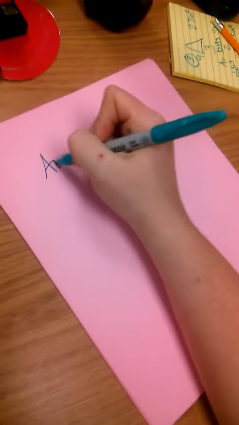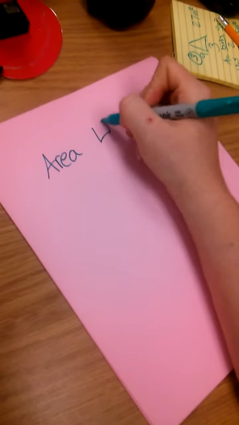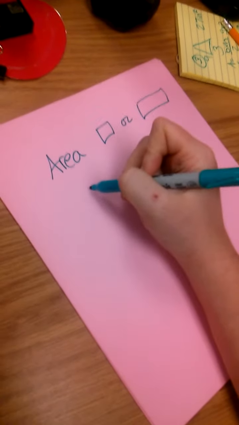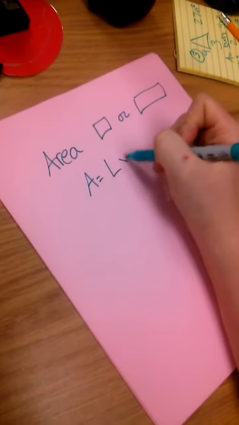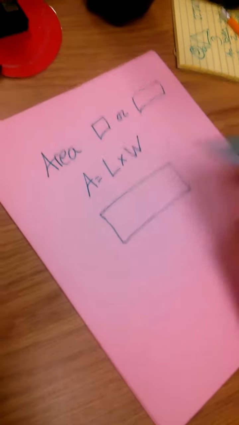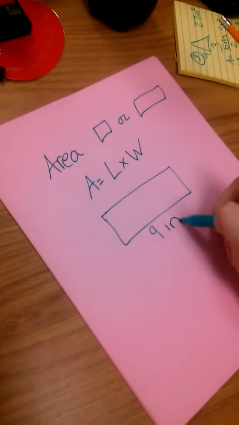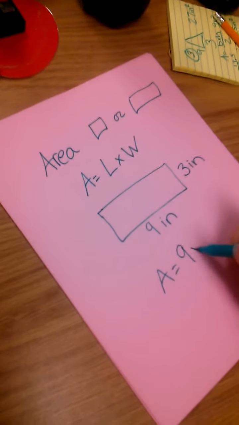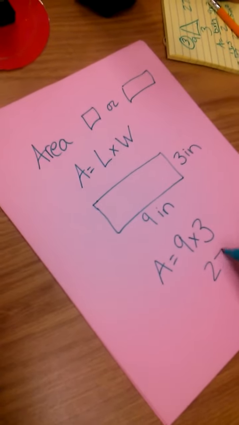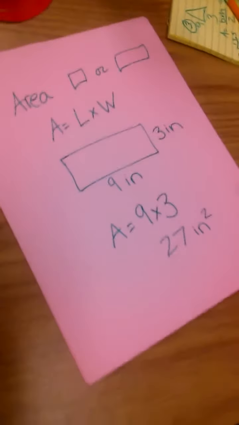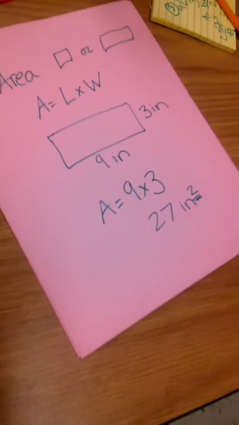Now, if I want to find the area of a square or a rectangle, I'm going to say area is length times width. So if I have my rectangle, and this is 9 inches, and this is 3 inches, I would say area is 9 times 3. That is 27 inches squared. For area, you have to have that squared.